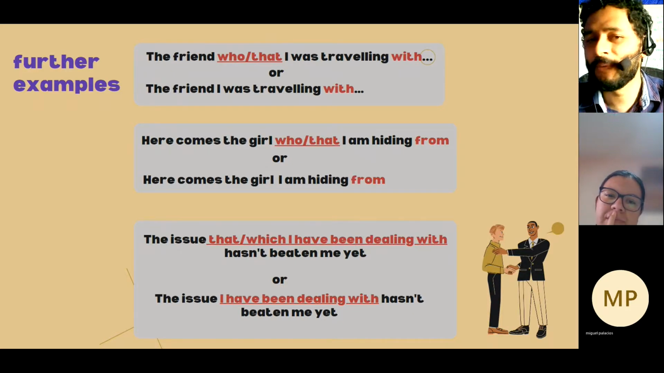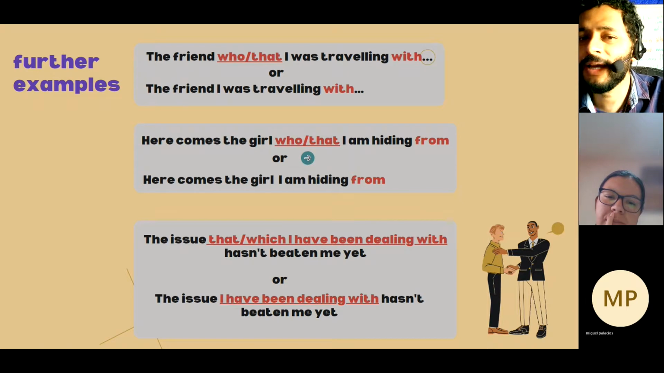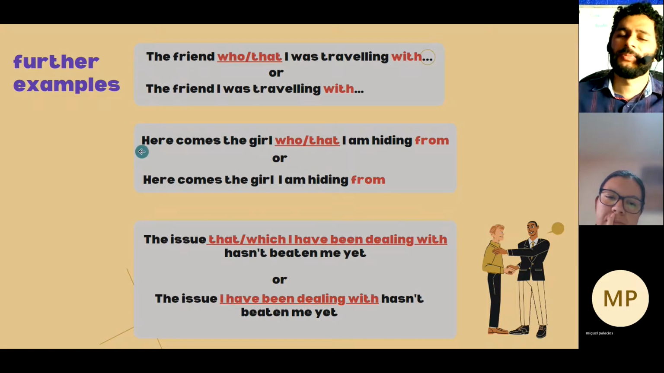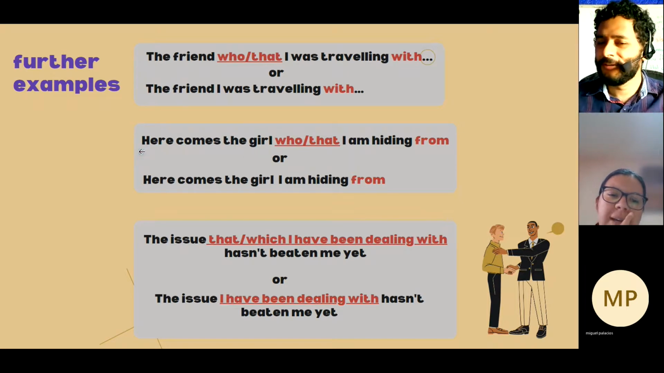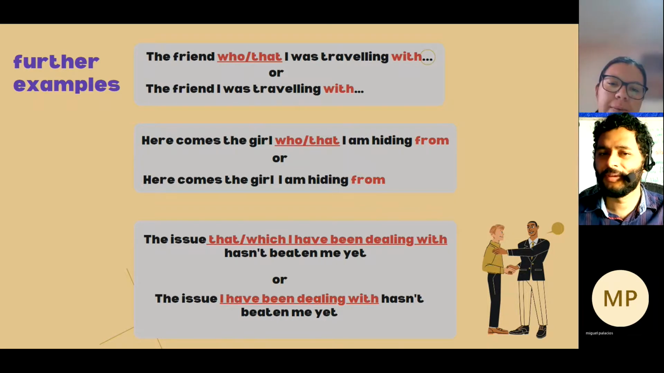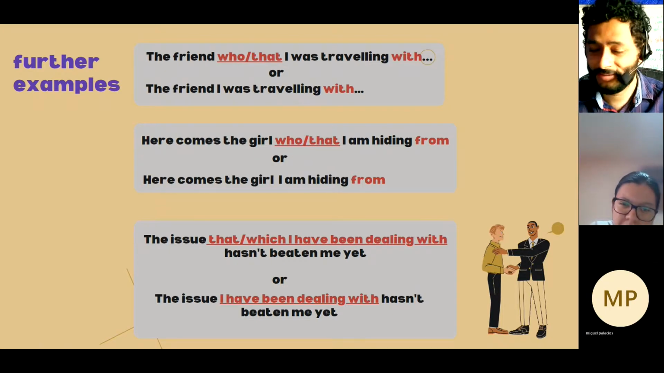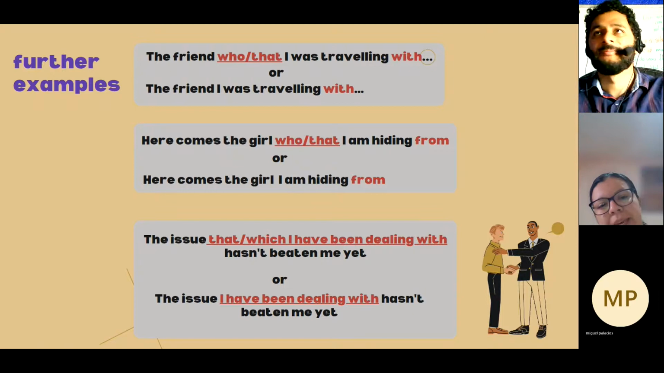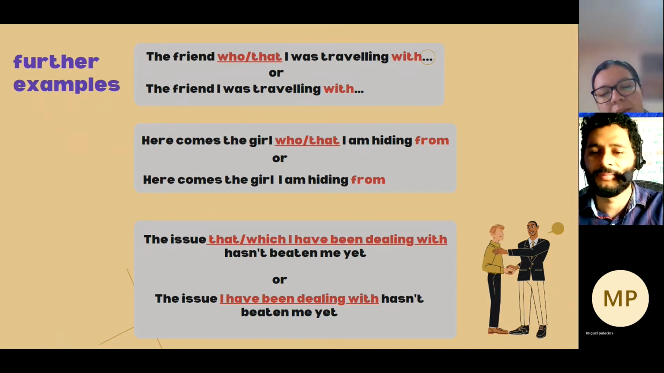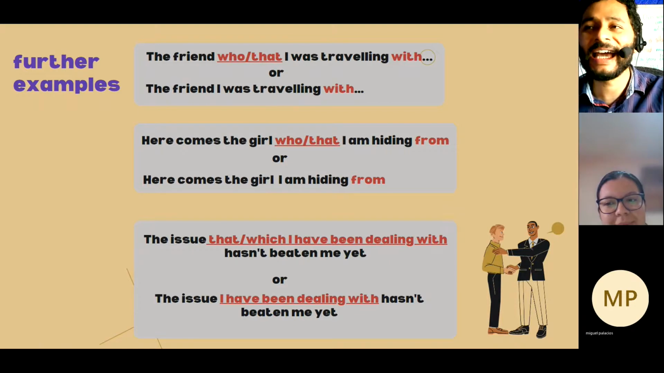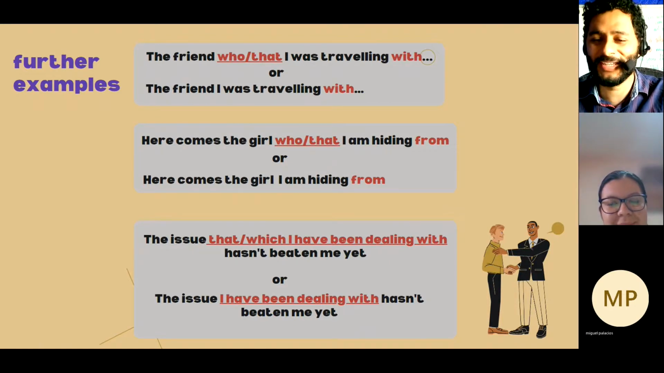Pero, mira, por ejemplo, ¿cómo le dirías la número dos? Here comes the girl who I'm hiding from. Okay, so what do you understand in Spanish from that sentence? Aquí viene la chica de la que me está escondiendo. Exactamente. ¿Y te das cuenta cómo dice ahí viene la chica de la que? Pones una preposición, ¿te das cuenta? La chica de la que.